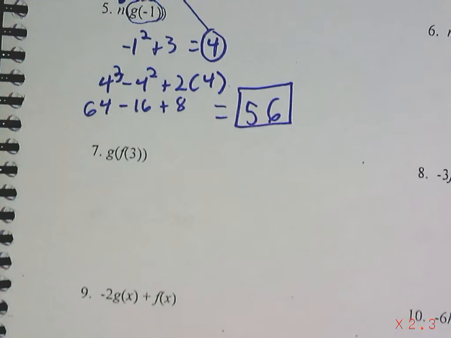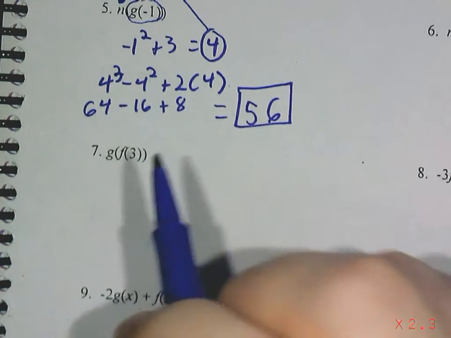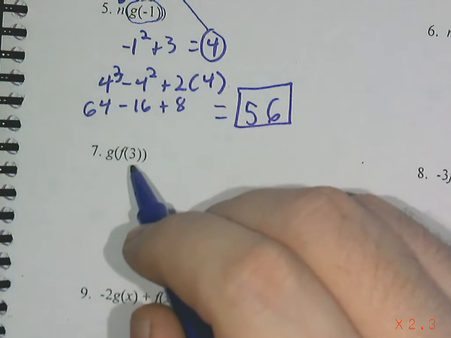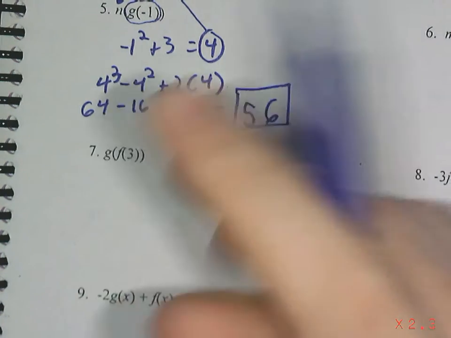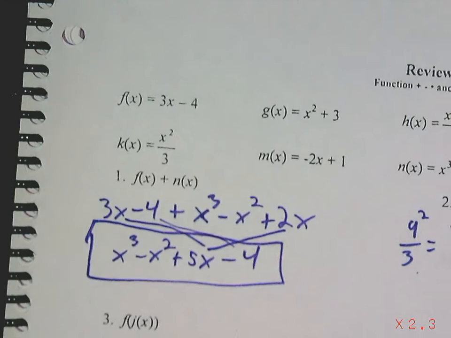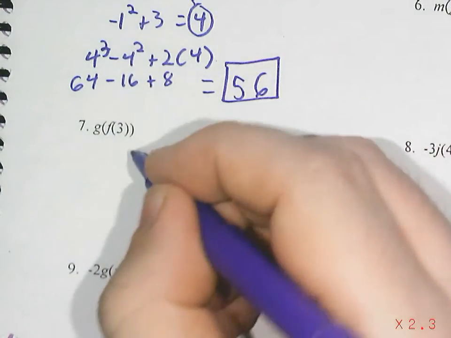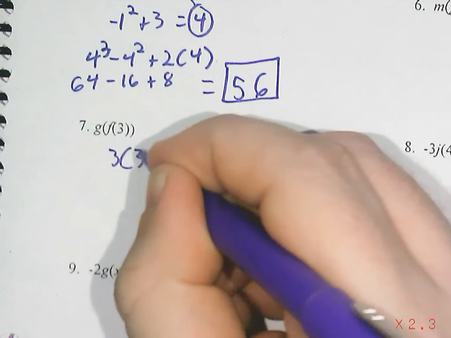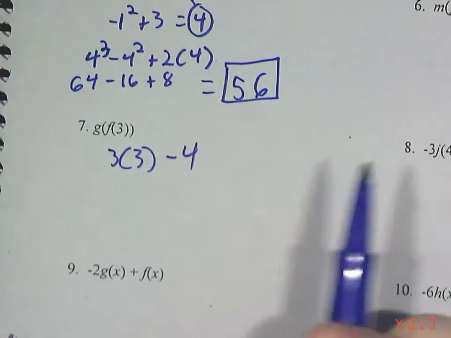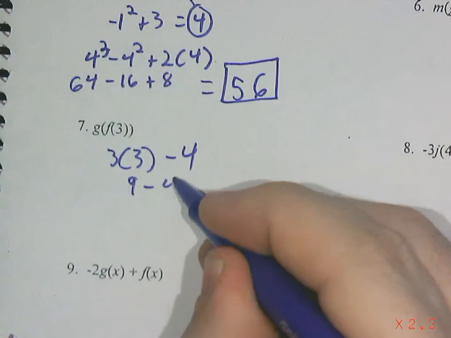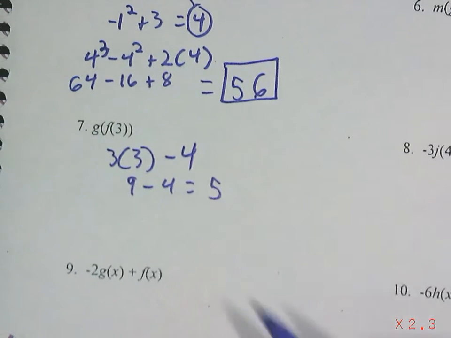So I have g of f of 3. Okay, so it wants me to find f of 3 first, and then take that answer and plug it in. F is 3x minus 4. So I'm going to plug 3 in for x. It'll be 3 times 3 minus 4. 3 times 3 is 9, minus 4 is going to equal 5.